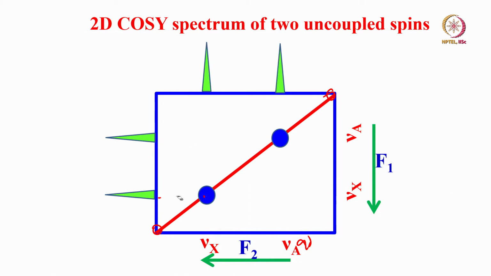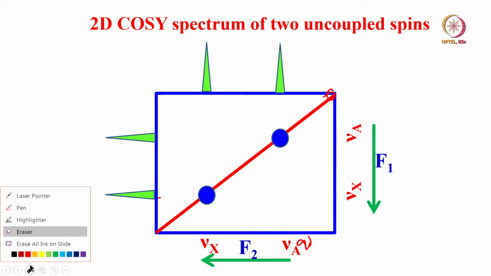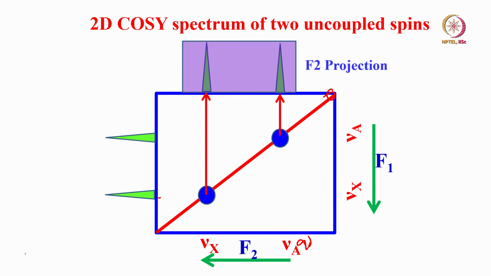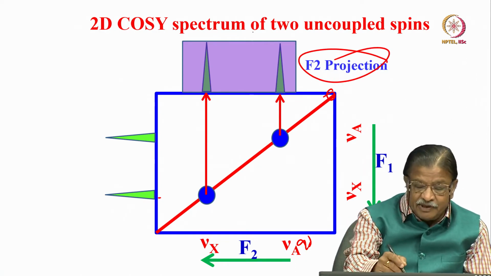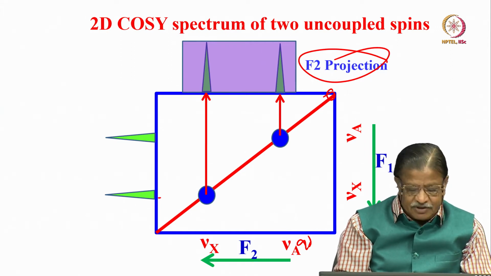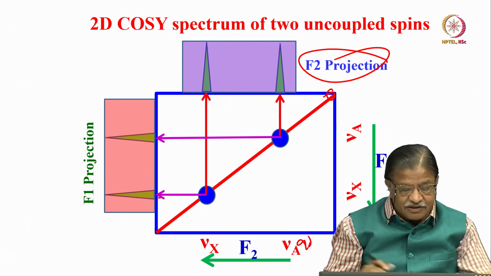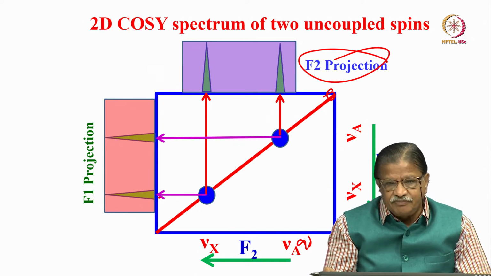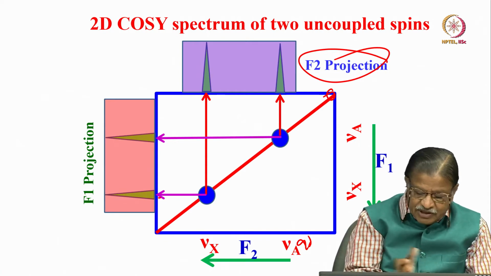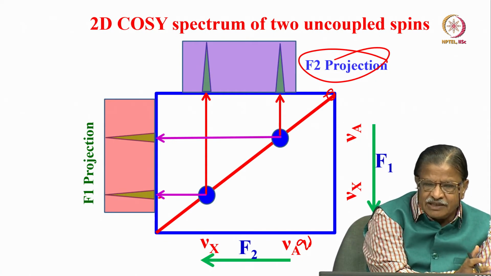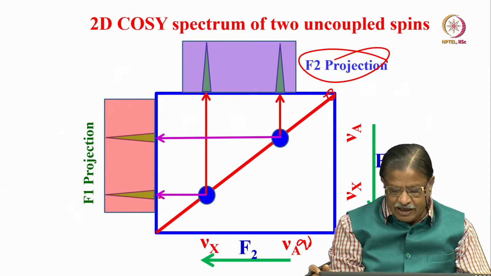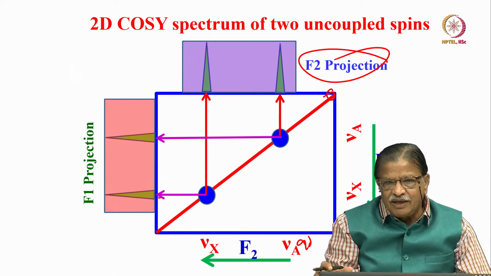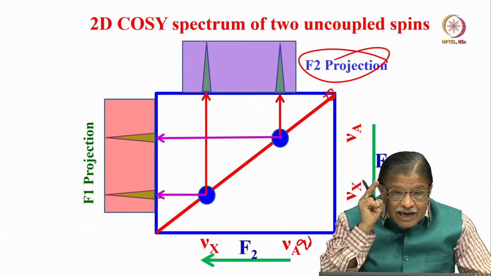Okay. Now we will go further. I can plot the projection on the F2 dimension like this. This is called the F2 projection. Now both the peaks are coming here. If I take the projection along this axis, this is called the F1 projection. So the F1 projection gives you the spectrum projected along this axis, and the F2 projection gives you the spectrum projected along this axis. This is basically the 2D COSY spectrum of two uncoupled spins.